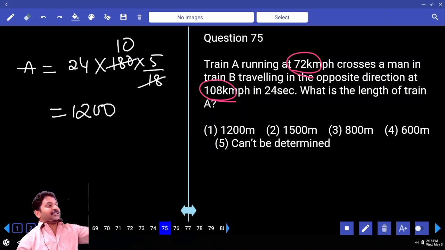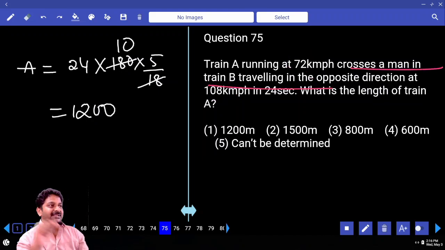Likewise, if a train is moving with x km/h speed, every object or person in that train is also moving with the same speed. Train speed and man speed will both be the same in this case.